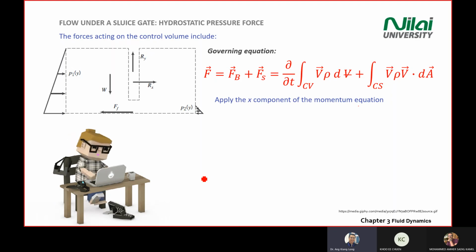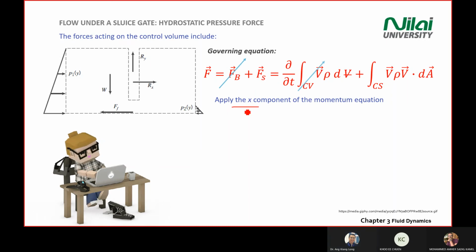The momentum equation is quite direct. So you know that on the left hand side is force. For force, you have two components, body force and surface force. On the right hand side, you have integration components. One, you focus on the control volume. One, you focus on the control surface. So when you look at the x component, you rewrite the governing equation, you rewrite the momentum equation above.